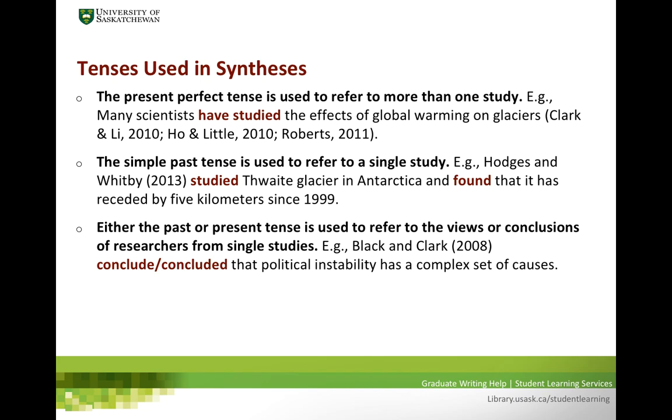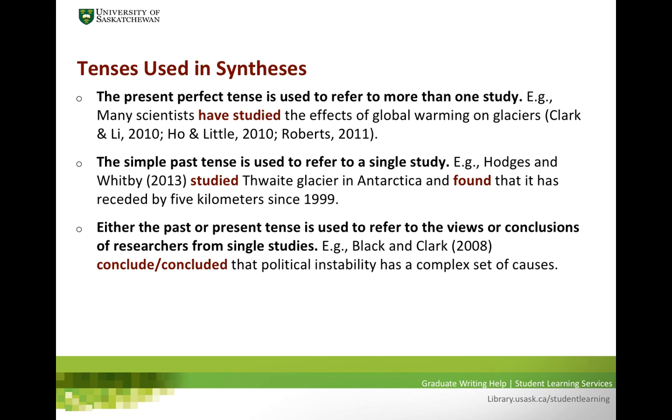Going to move on to talk about tenses in syntheses, and just say a few words about that. The present perfect tense, which is has or have plus past participle, is used to refer to more than one study. So here's an example. Many scientists have studied the effects of global warming on glaciers, followed by the names of those authors. And the simple past tense is used to refer to a single study. So here's an example. Hodges and Whitby studied Thwaite Glacier in Antarctica and found that it has receded by 5 kilometers since 1999.